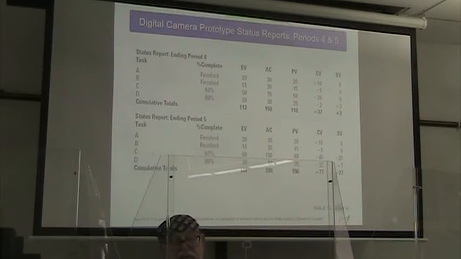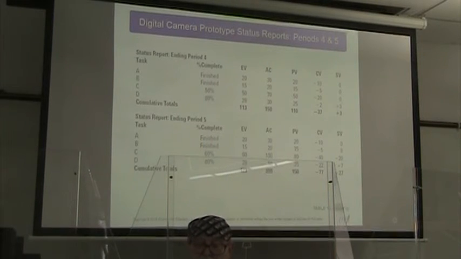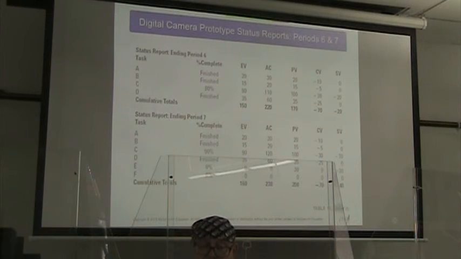All right, and that takes us into the end of period 5, when earned value is $123,000. Actual cost is $200,000. Man, we're getting way out of whack there. Our planned value is $150,000, so both our cost variance and our schedule variance are negative, and of course that's bad.